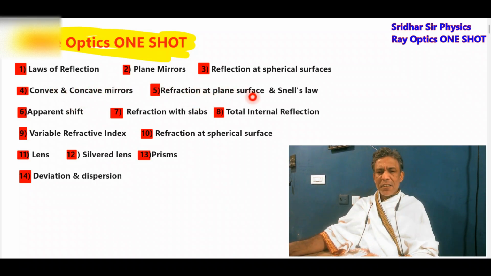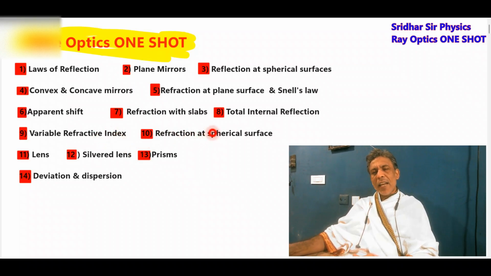Then we'll go for refraction at a plane surface and Snell's law and its application: apparent shift, apparent height, apparent depth. Then double refraction, refraction through slabs, silvered slabs, slab and concave mirror, slab and convex mirror, slab and plane mirror. All these things we'll be analyzing here. Then next we'll go for total internal reflection, TIR, and its applications. Then if a beam of light passes through a medium whose refractive index varies, what method should we use to trace the ray in a medium where the refractive index varies.